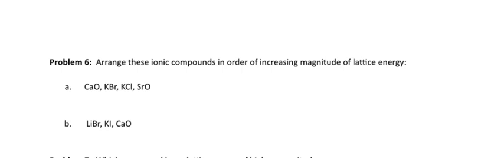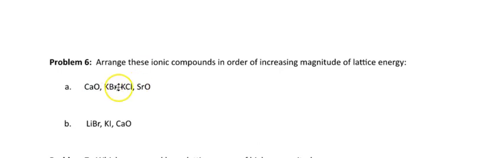Let's go on. So problem number 6, it says arrange these ionic compounds in order of increasing magnitude of lattice energy. All right, so which one's going to be the highest lattice energy? You want the one with the greatest charge and the smallest radius. So that's going to be your biggest. So which one's going to be your smallest? It's the one with the lowest charge and the largest radius. I hope I said that right earlier. So I'll say it again. The largest lattice energy is going to have the highest charges and the smallest radius. The smallest is going to have the smallest charge and the biggest radius.